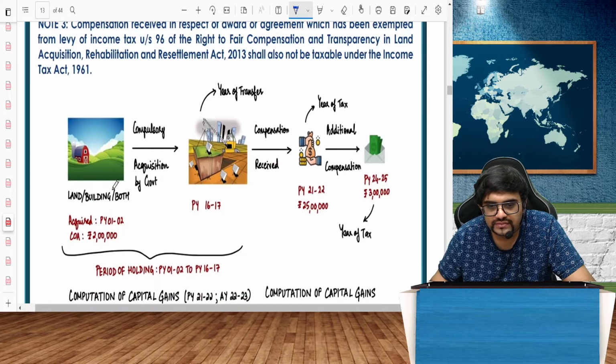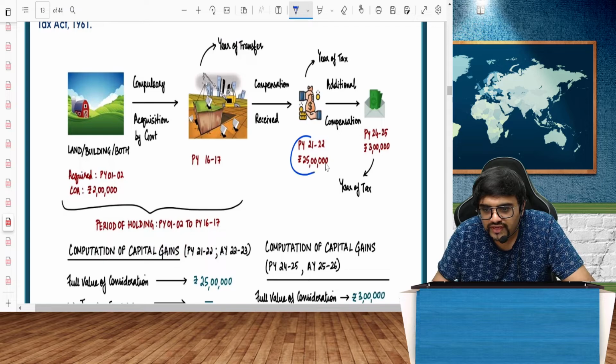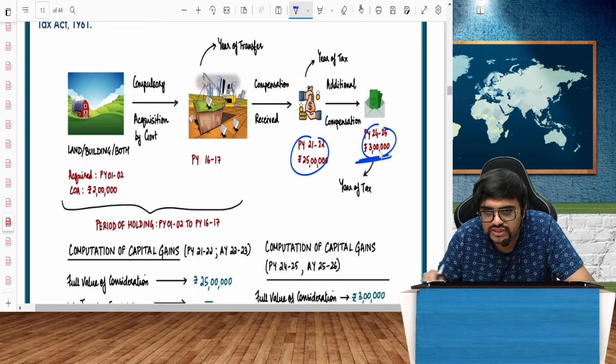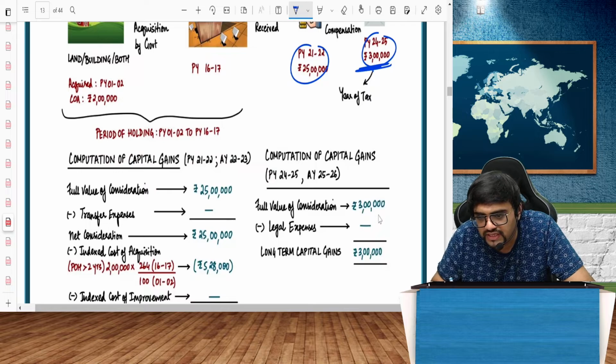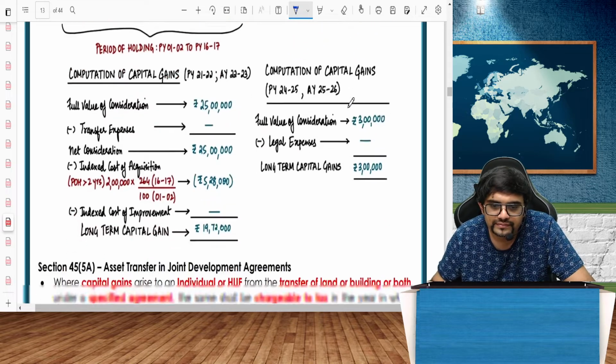So again, see, land and building, acquisition, year of transfer, compensation received this year, 25 lakh, and additional compensation 3 lakh. So this is what you should do. In the year you get additional compensation, you will pay tax on that 3 lakh. See, for legal expenses, nothing. Very, very simple.